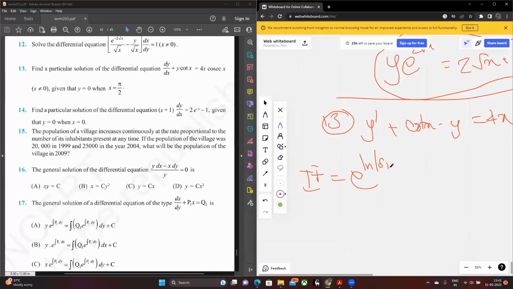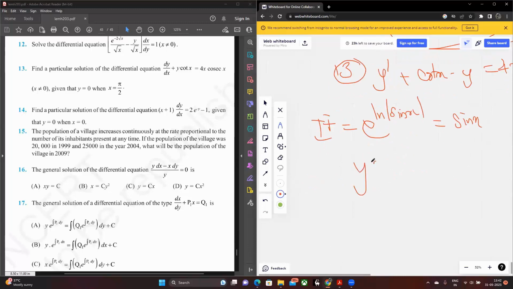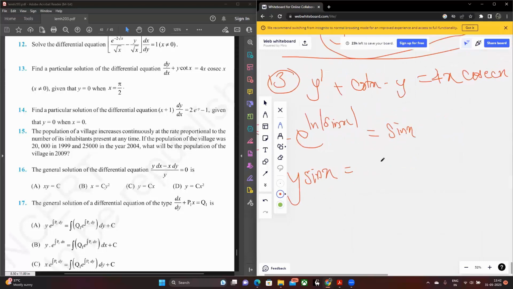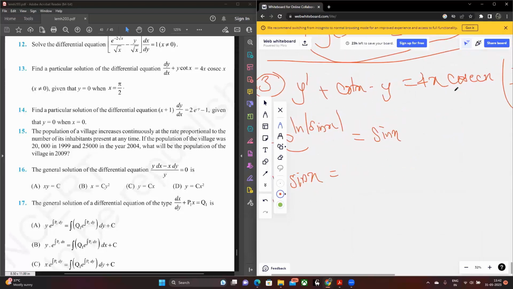mod sin x, right? This is equal to sin x. Forget the mod, because we are basically restricting our domain to x from minus pi/2 to pi/2, because we have the given point pi/2. So the solution then becomes y sin x equaling integral of 4x cosec x into sin x, and sin x cosec x is 1 because cosec x is 1 by sin x.